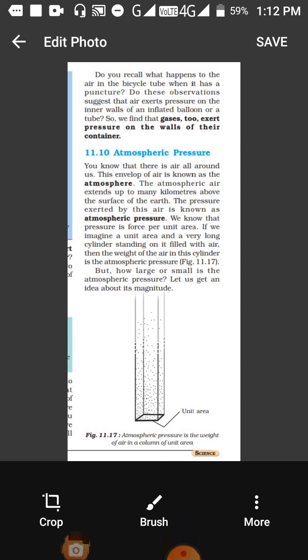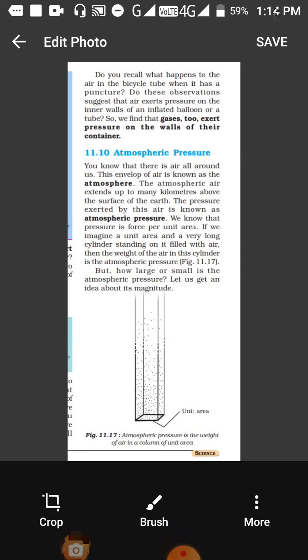So let's see atmospheric pressure, there is an activity shown here. We all know what the atmosphere is. The layer of air which surrounds the earth is called the atmosphere. This envelope of air is called the atmosphere. This atmospheric air extends up to a certain height. After that, you know that there is no air for a few kilometers. The pressure exerted by this layer of air is called atmospheric pressure.